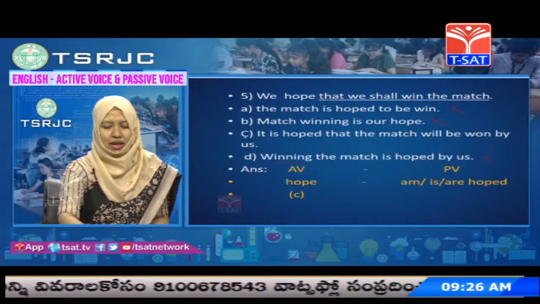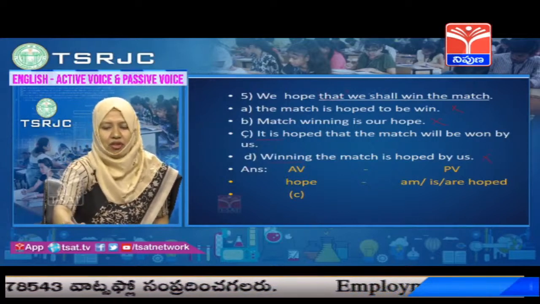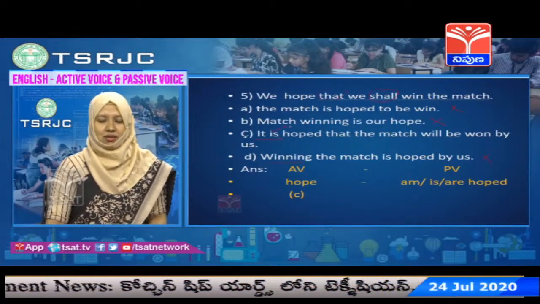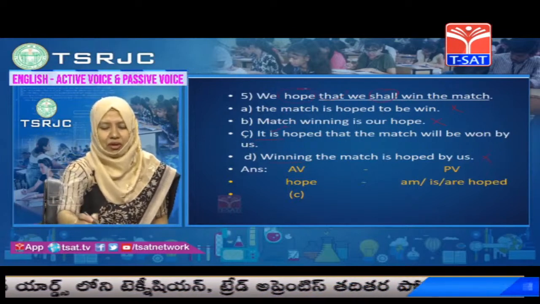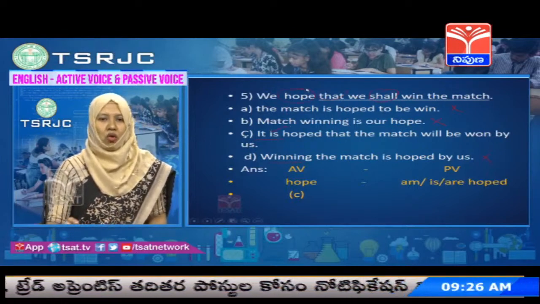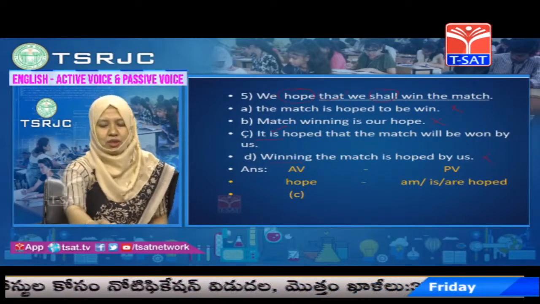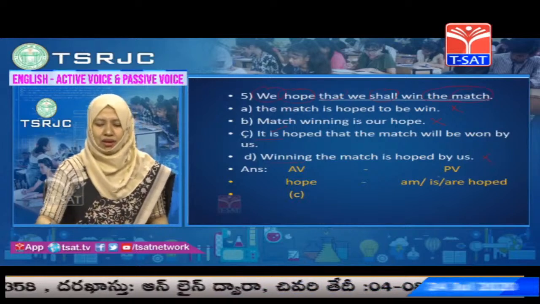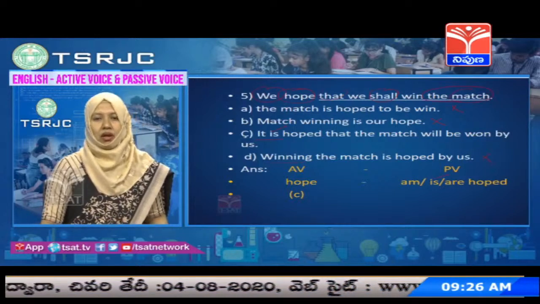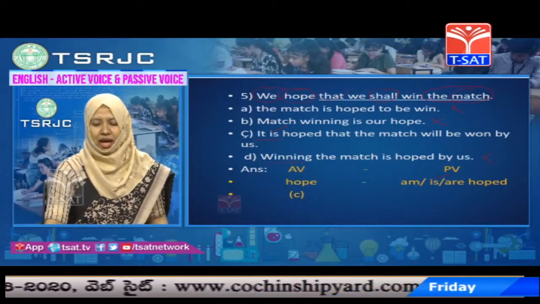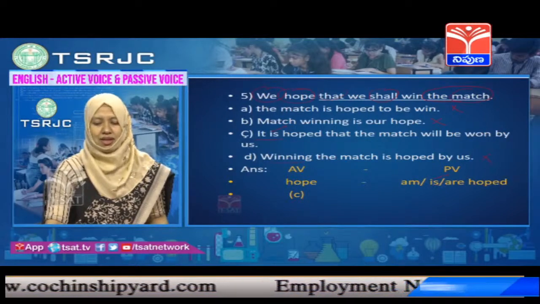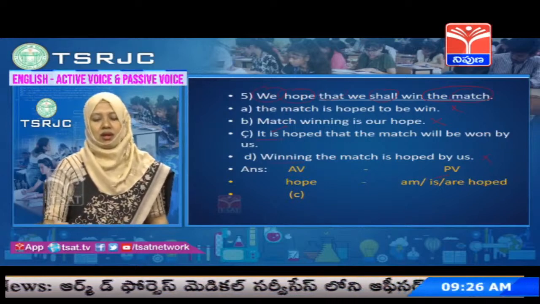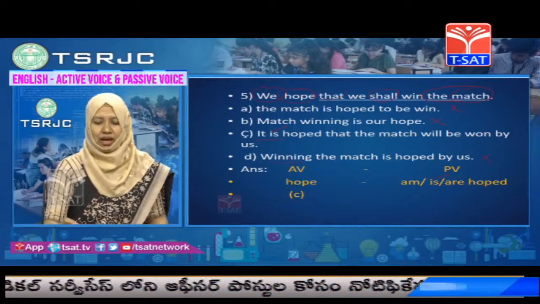So what we are doing is starting the sentence with "it." Here the modal verb shall is in present tense, so you should use "is," and hope is the main verb, so you have to change it into past form. "Is" changes according to the subject. Here "we" is plural, but "match" is singular, so we are using "is." According to the sentence, the subject changes: am, is, are. Here we are talking about the match, so you have to use the singular form "is." It is hoped that the match will be won by us.